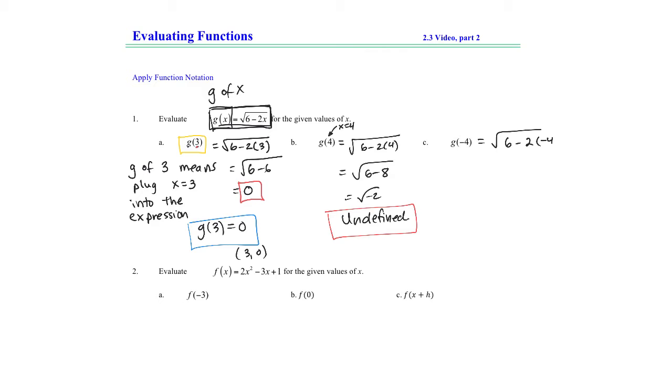Okay, next one, we go to our function g, and every time we meet an x, we're going to replace it with negative 4. So we would get here 6 plus 8, so we would get 14. And remember that notation, g of negative 4 equals square root of 14, that is an ordered pair. x is negative 4, y is square root of 14. Input of negative 4, output of square root of 14. So it's not an equation here, it's an ordered pair.